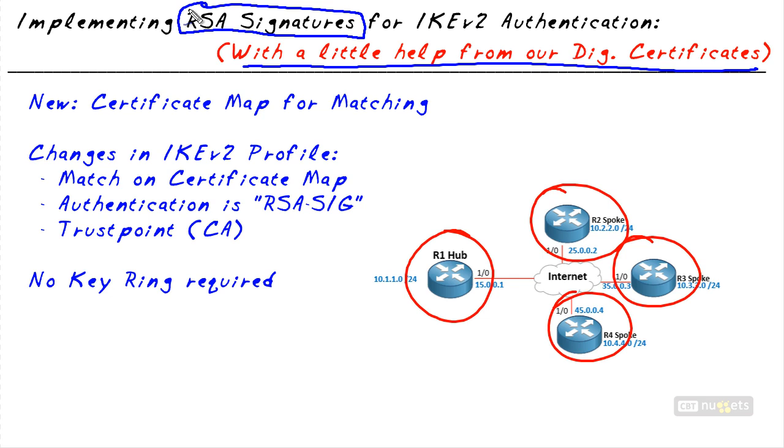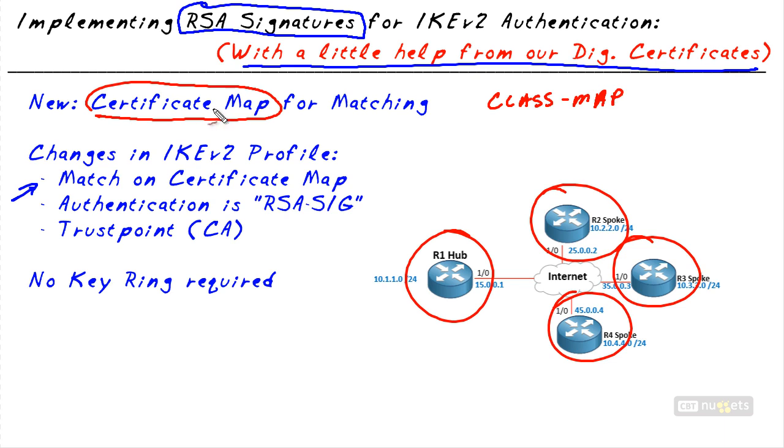Now, one of the cool benefits of using digital certificates for the authentication piece is that we can also use that information from the digital certificates as part of our match statement inside of the IKE v2 profile. And to make that really flexible, we can use this really cool feature called a certificate map. Now, think about a class map just for a moment. What does a class map do for a living? A class map is simply identifying something or looking for certain types of traffic.